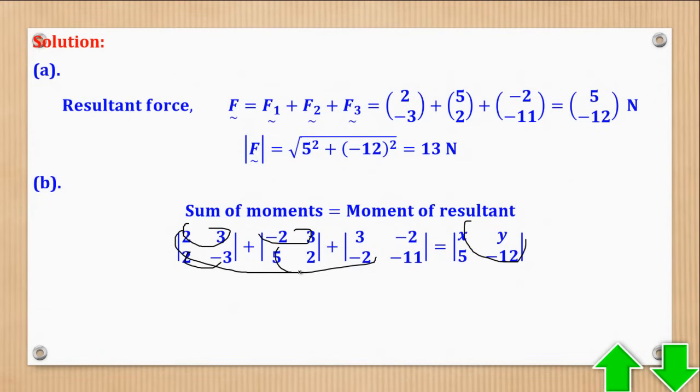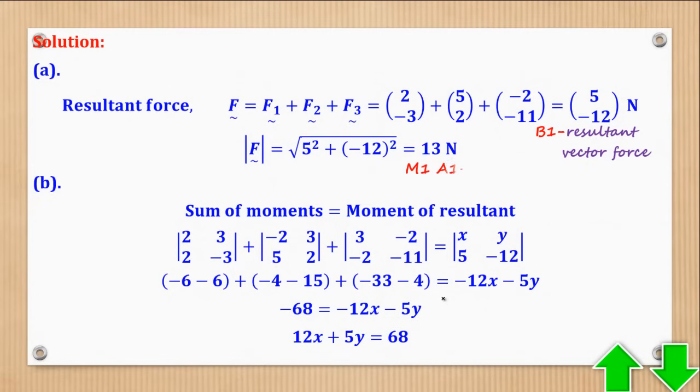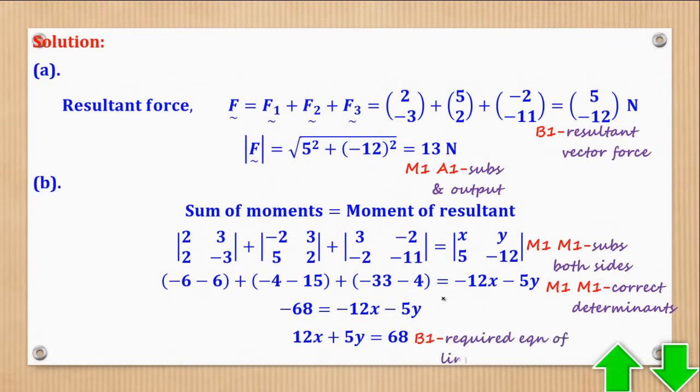So we do coordinate, force, coordinate, force, coordinate, force, like that. The moment is the same as getting the determinant: major minus minor, major minus minor, major minus minor. Then simplify to get an equation, a Cartesian equation, and that's what they want. That was part B.